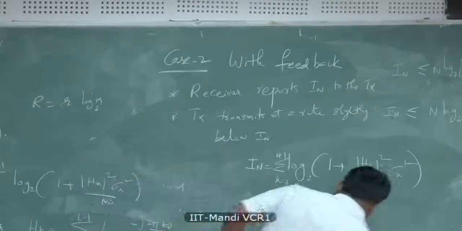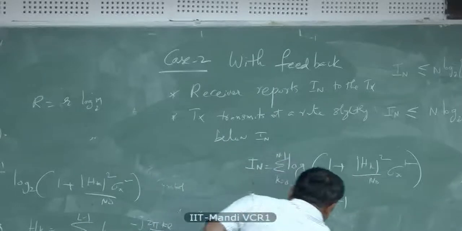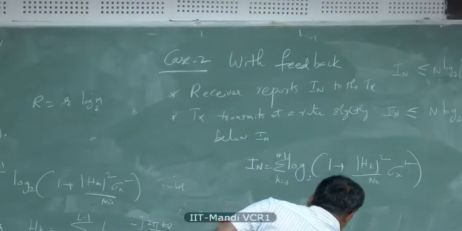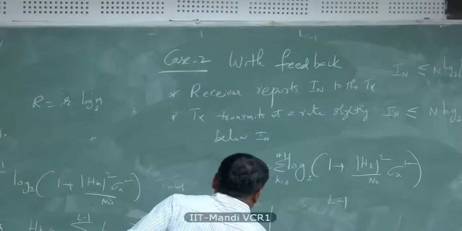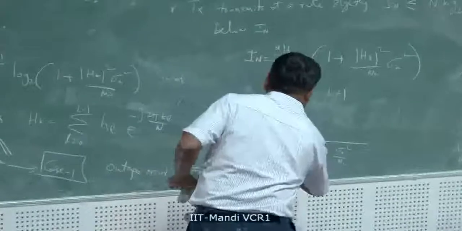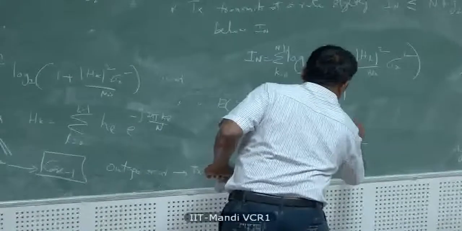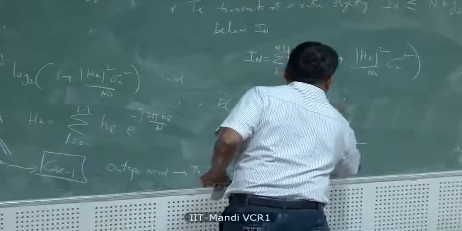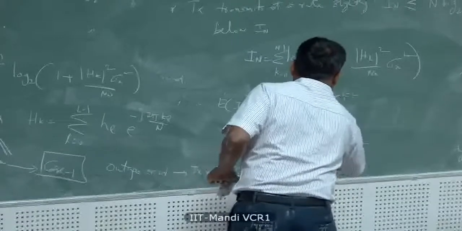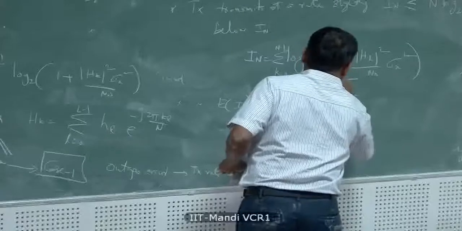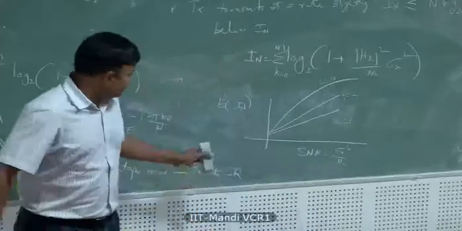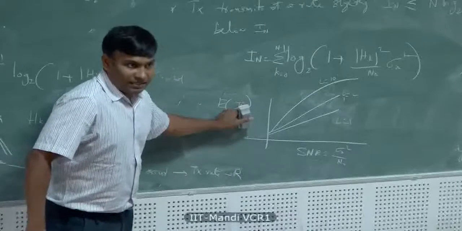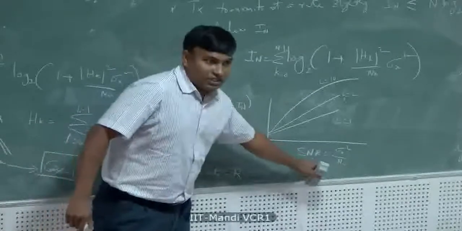In fact, you can plot from the transmitter point of view SNR, defined as sigma_x^2 by N_0, and you can plot expected value of I_N, and you can see that for L equal to 1 you get something like this, for L equal to 2 you get something like this, and then for L equal to 10 you get something like this. What is this? Expected value of I_N, the capacity in bits per symbol, as a function of SNR.